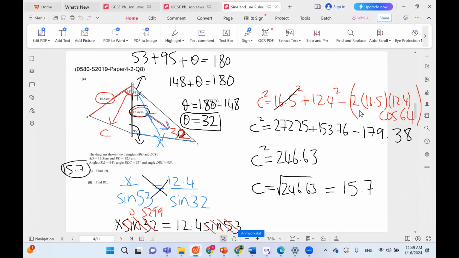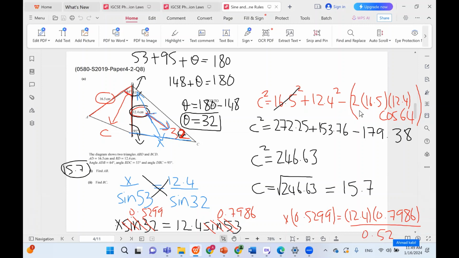So again, let's evaluate sine 53 on the calculator. You get 0.7986. At least 4 decimals, so as not to make approximation mistakes. And then let's rewrite the equation with the decimals now. So we have x times 0.5299 equals 12.4 times 0.7986. And in order to get x, we can just divide here by 0.5299.